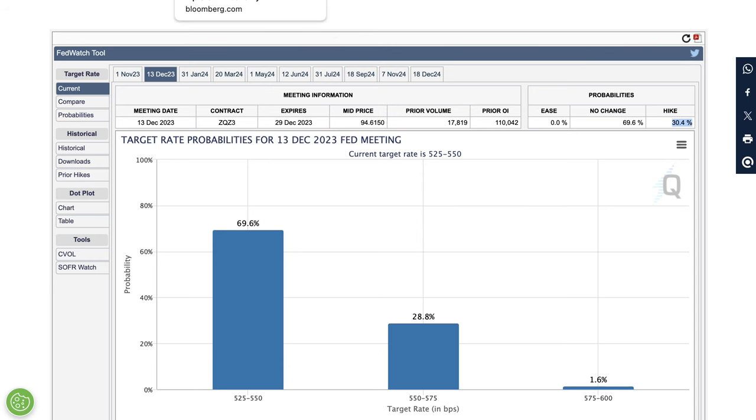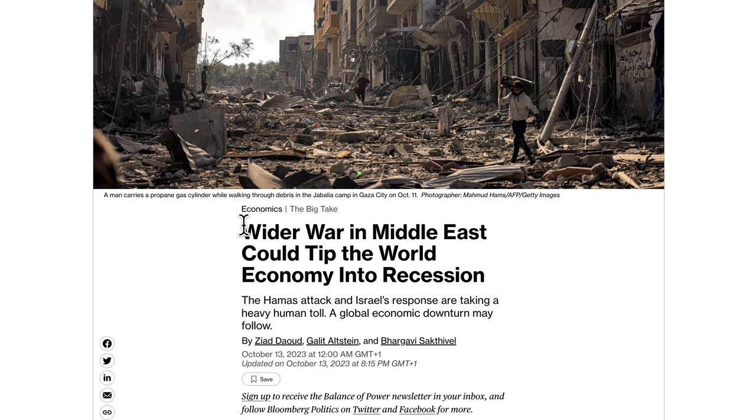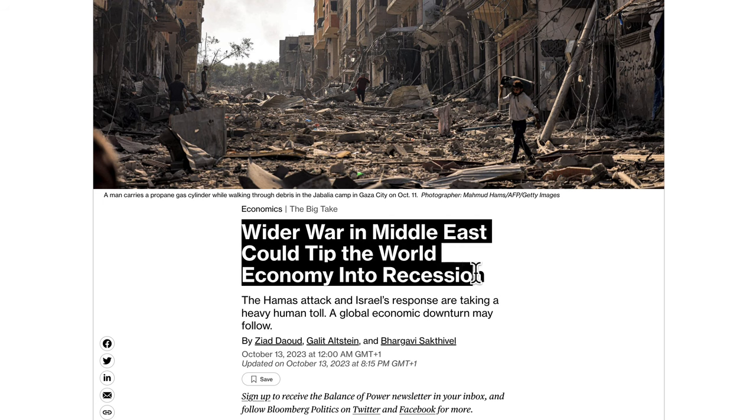But also what is supporting the dollar in a risk off environment is the overall risk off sentiment, in that the wider war in the Middle East could tip the world economy into a recession.